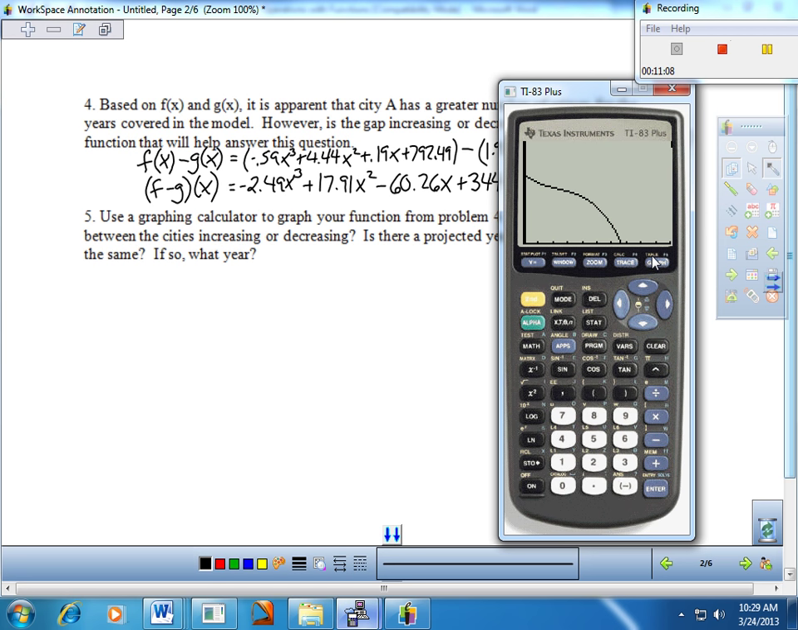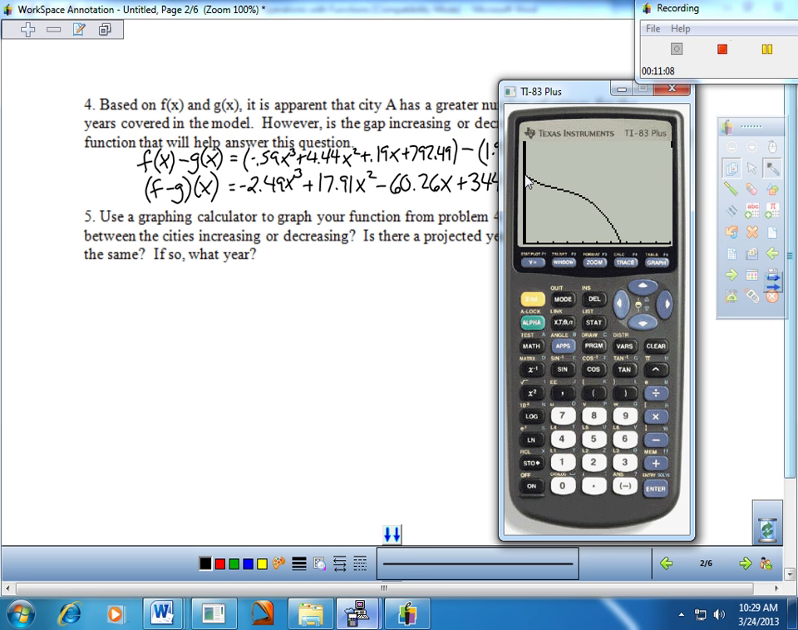So let's analyze this. Remember what function we created here. It's to talk about the difference of the crimes in both cities. So initially, this is the difference of the crimes between city A and city B. And then look at what's going on with the graph here. Is the difference increasing or decreasing? Well, it looks like the difference, or the gap in the crimes, is decreasing. It's going down, it's going down. Would you all agree with me that at this stage right here, the gap between the crimes in the cities is 0?